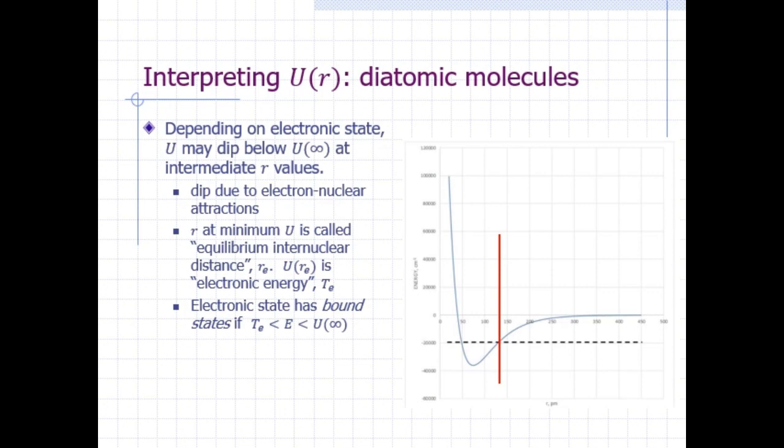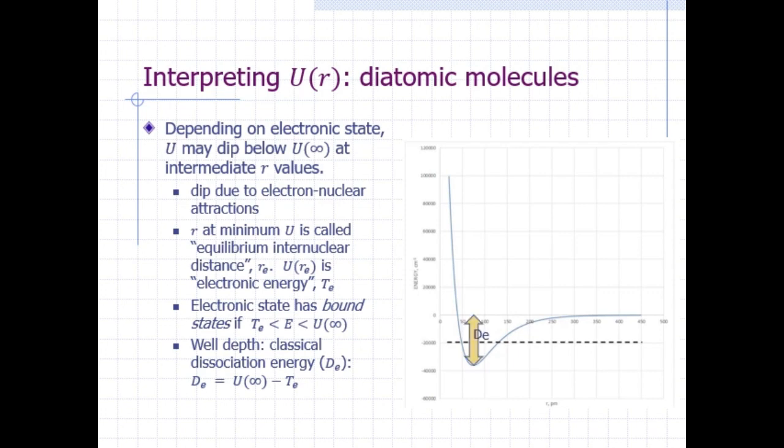Because of the shape of the potential energy function, the two atoms can be described as being trapped in a potential well. The depth of the well is called the classical dissociation energy, D sub E. Recall that dissociation means atoms moving as far apart as possible. Here, we can see that D sub E is the difference between the U at infinite separation and the U at the equilibrium internuclear distance.